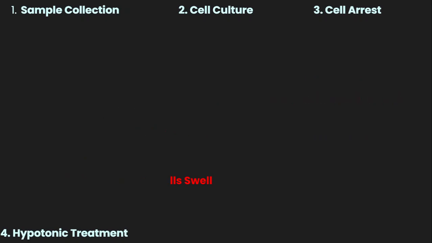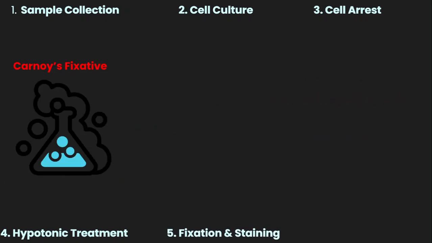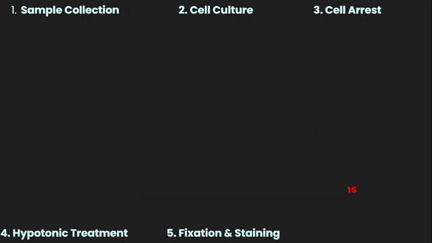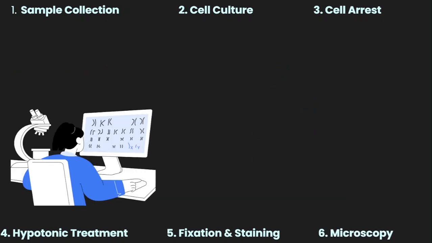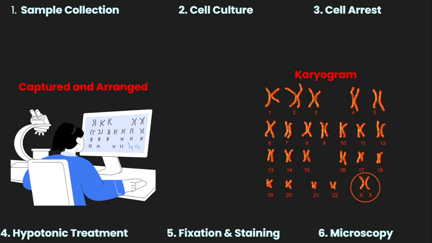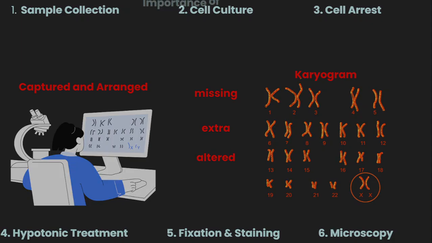The cells are then treated with a fixative, such as Carnoy's fixative, to preserve their structure and stained with a dye to highlight unique banding patterns. Under a microscope, images of the chromosomes are captured, which are then arranged in a standardized format called a karyogram. This makes it easier to spot any missing, extra, or altered chromosomes.